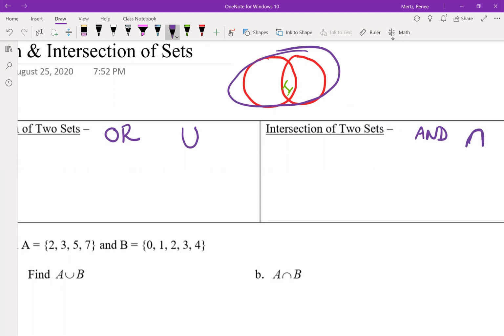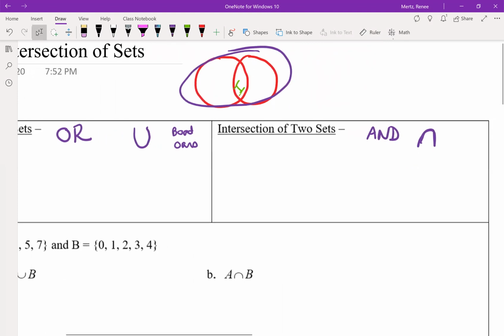So let's just talk about how to remember this. So "or," this to me looks like a boat. You need oars to ride a boat. So when you're in a boat, you need oars. That's how I remember that one. It stands for "or." And this one looks like an A, so we can take this and make it into an A. That's why it reminds me of "and."